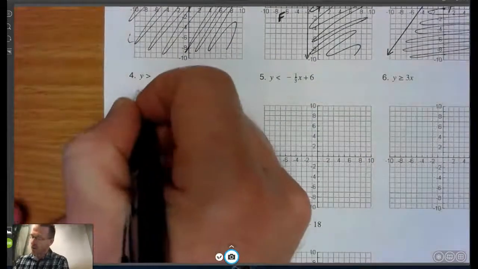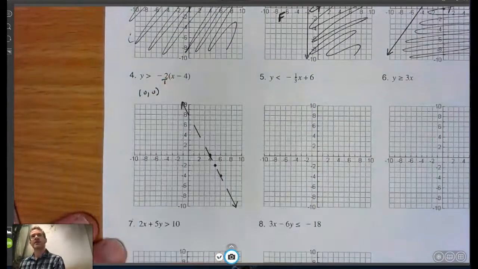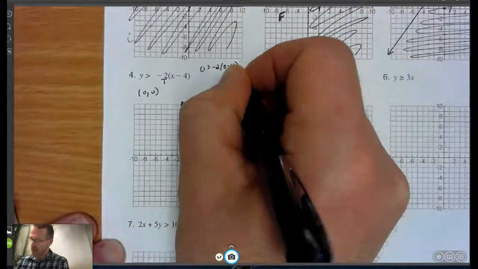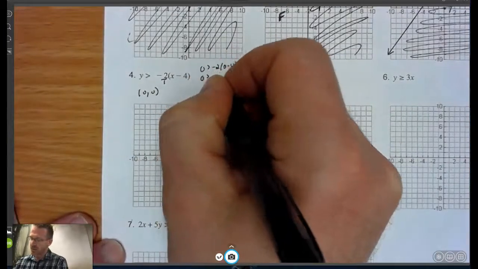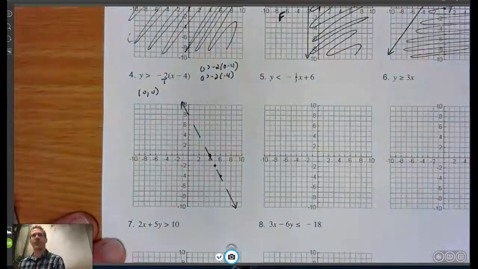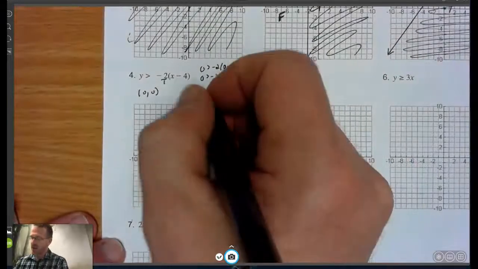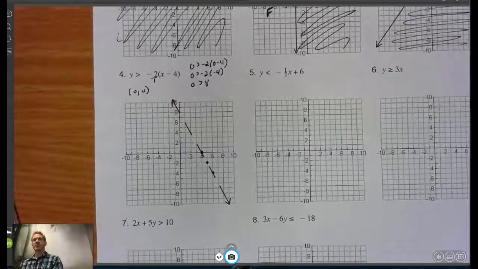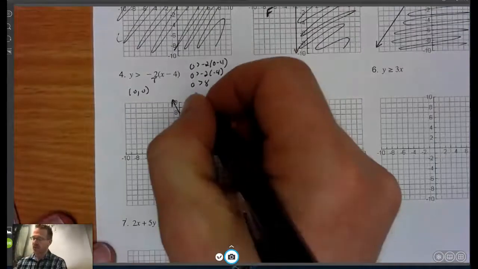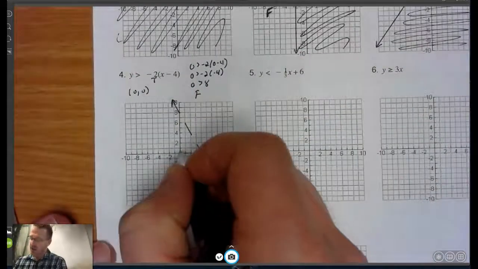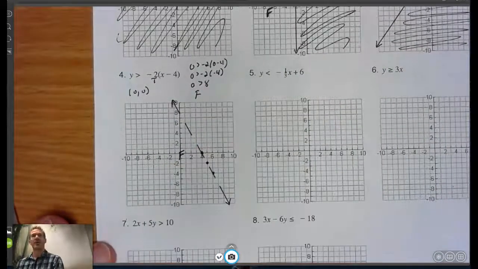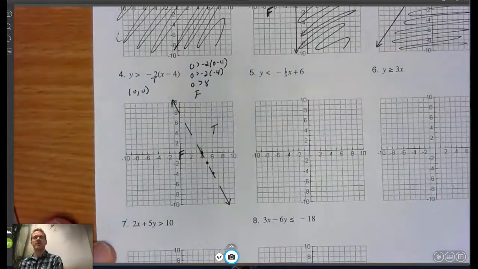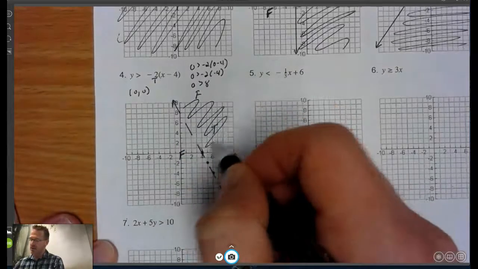Now once again, I'm just going to take 0, 0 and plug it in and simplify. So 0 goes in for y and x. I do my parentheses first. So 0 minus 4 is negative 4. Then I do negative 2 times negative 4, and I get 0 is greater than positive 8. Notice this time, 0 is greater than 8. That is a false statement. So that means this time 0, 0 is on the false side. Well, if this side is false, that means that this side has to be true. So I'm going to shade up here.